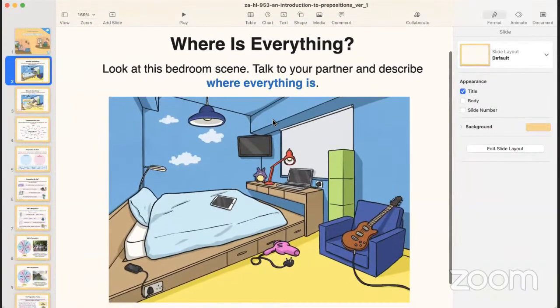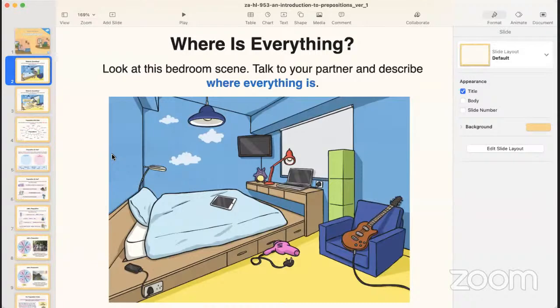Right, so if we look here, what you need to understand about a preposition is it is a word that gives you an indication of where a thing is. So if you look at this picture, this bedroom scene, it says talk with your partner. So if you can talk with your class members and describe where everything is.